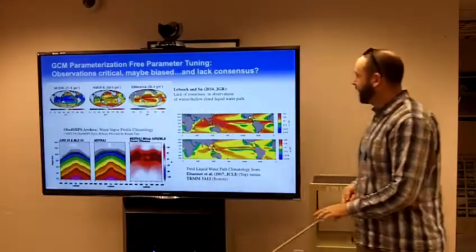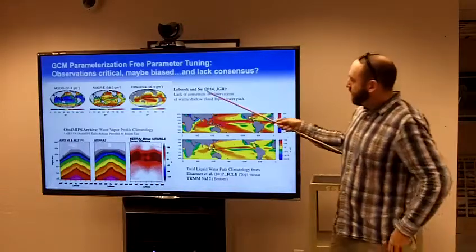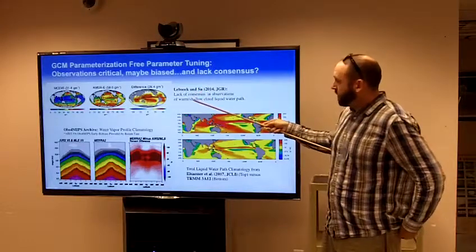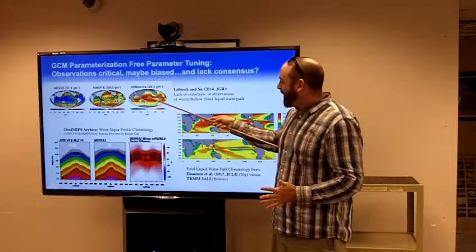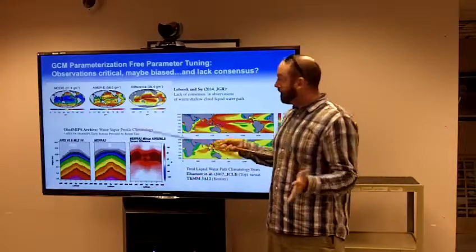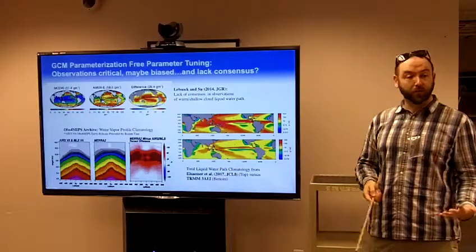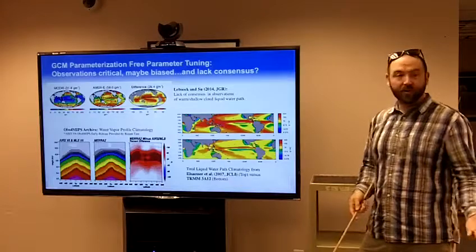And here's another example, it's not unique to rainfall. Recently, Lefsok and Hui Su came up with this paper that showed cloud water over the oceans varied. We're not talking about uncertainty, but a bias between two different, what we consider to be well-regarded estimates. The bias is on the order of 50%, which is huge.